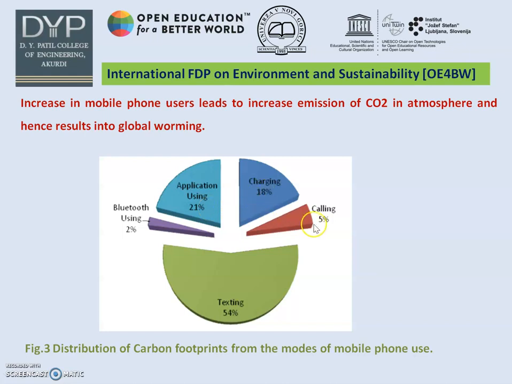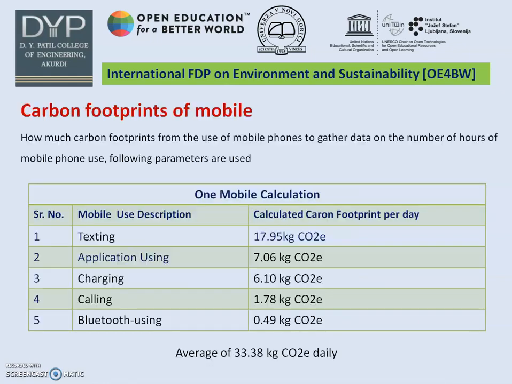If you see the use of the mobile phone, then application using creates 21% carbon emission, charging creates 18%, calling creates 5%, texting 54%, Bluetooth using 2%. This is the distribution of carbon footprint for the model of the mobile phone. This data is taken from a study of university students.